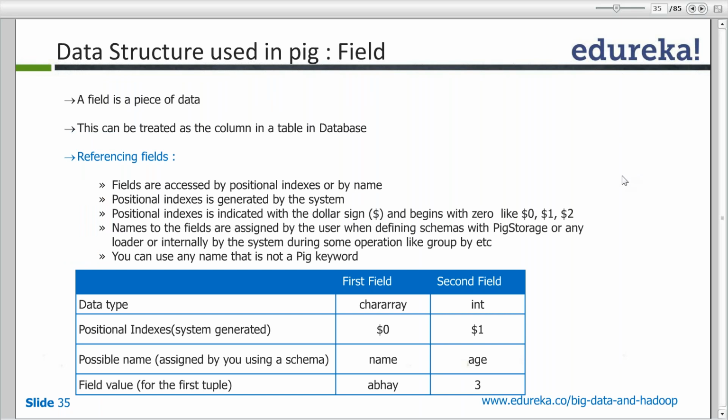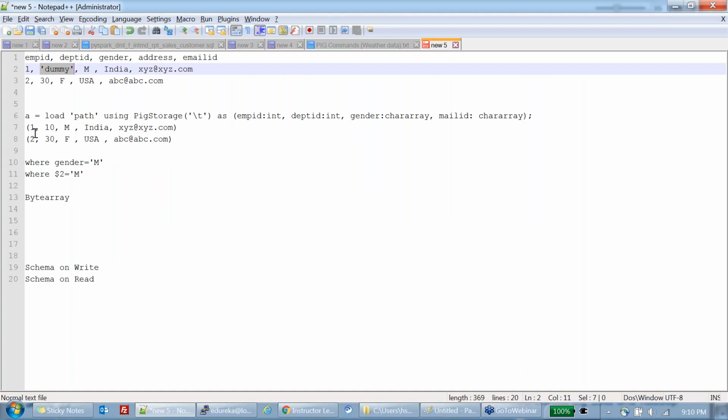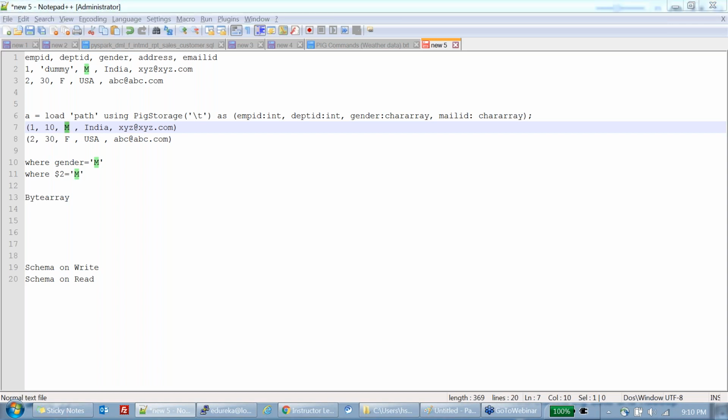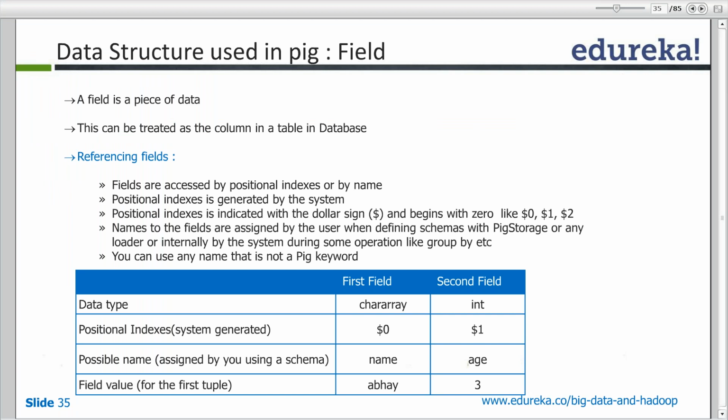Right, so the things which we have discussed, let's read that. A field is a piece of data. So the field is nothing but an atom. All right. So this is a field. This is a field. This is a field. Every field inside a tuple is also called an atom. So we are talking about that. A field is a piece of data. This can be treated as a column in a table in a database.